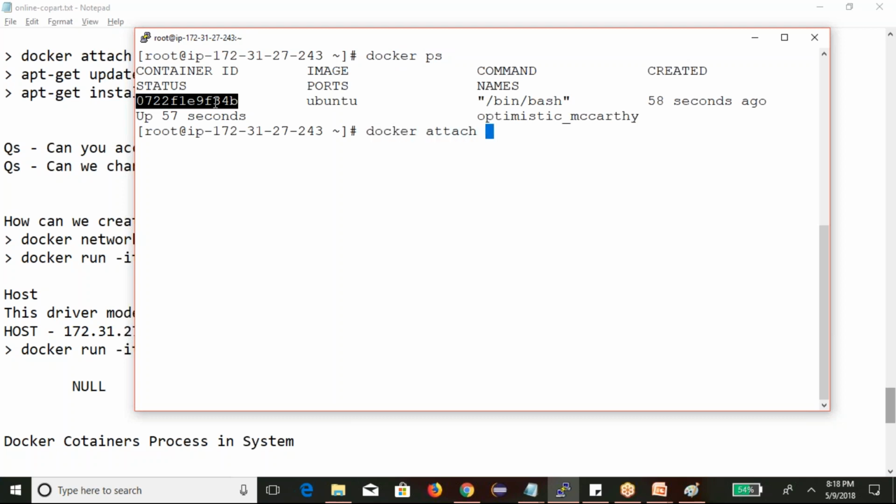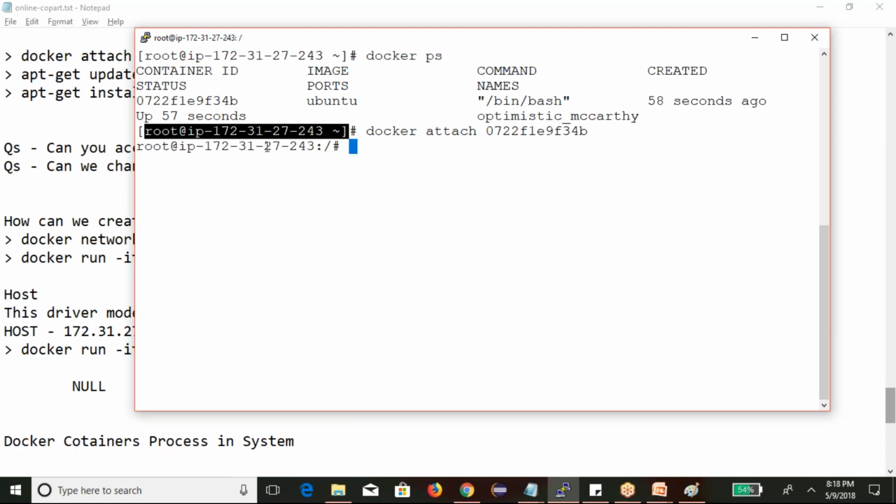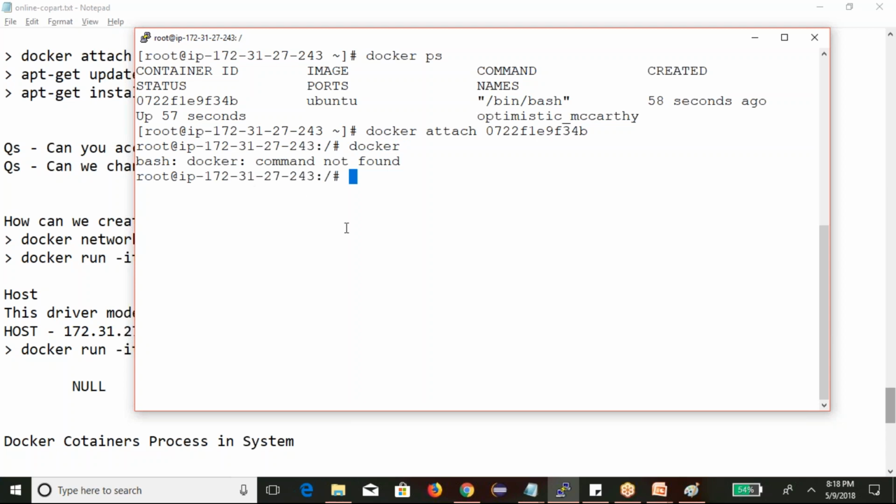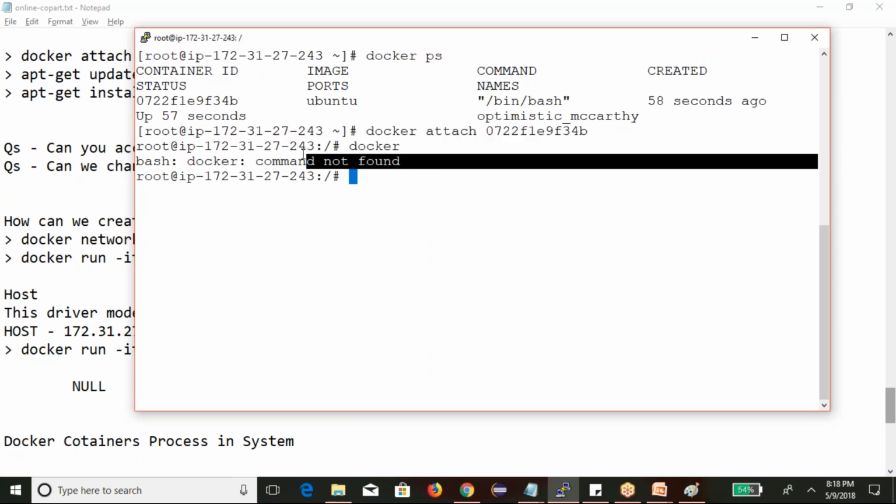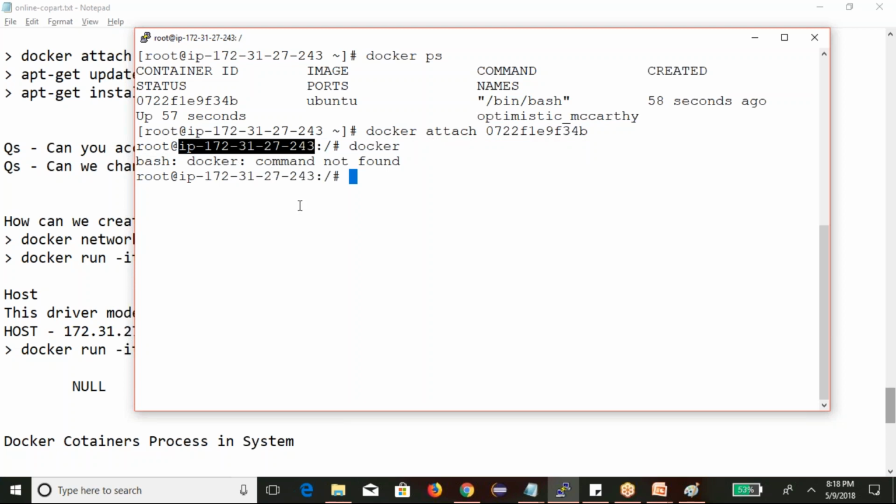So I am doing attach and getting inside the container. I'm inside the container. To prove whether I'm inside the container or not, see, the IP address did not change. It did not become 172.17.0.x. But to prove it, I will type the docker command. See, the docker command will not run inside the container, simply because it's installed on the host. So now you see that I'm inside the container.